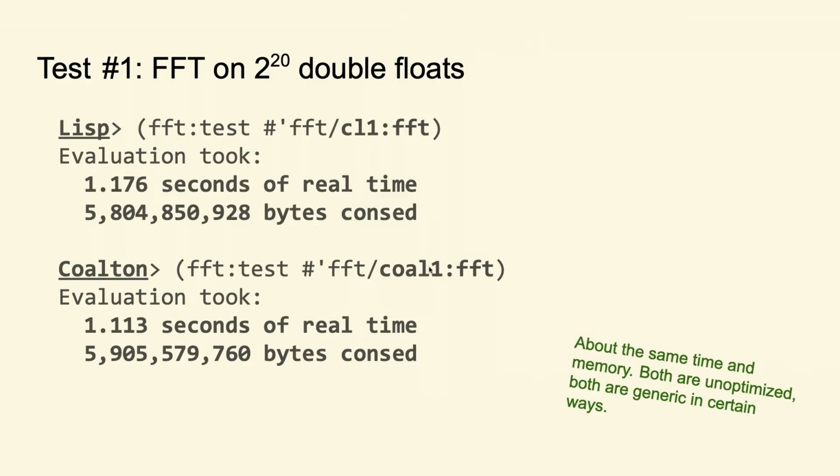Coal1 stands for the Coalton one. We run this FFT test here, and we see that the Common Lisp version runs in about 1.1 seconds for 2 to the 20, and the Coalton version runs in 1.13. This is not rigorous timing, so there might be a little bit of slew and standard deviation in the results, but whatever. As a general, lick-your-finger-in-the-air smoke check, it's about the same time and memory for each of them. Both are unoptimized, both are generic in certain ways, so this is a good baseline.